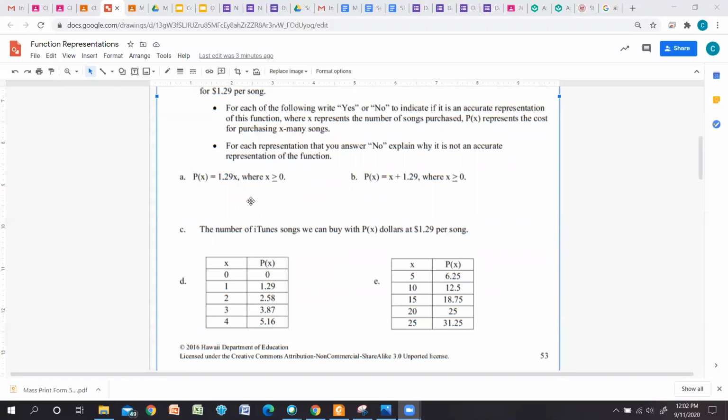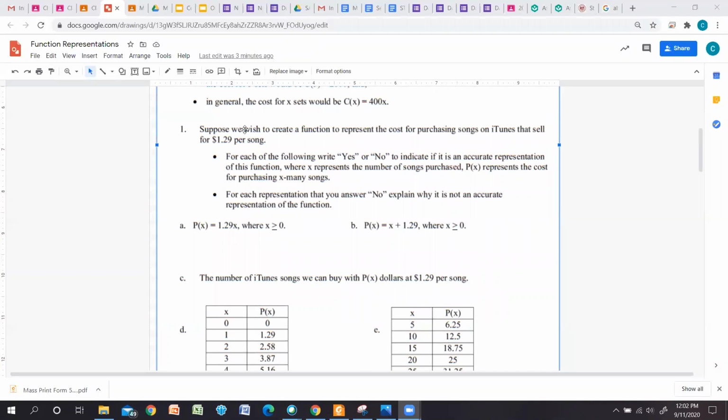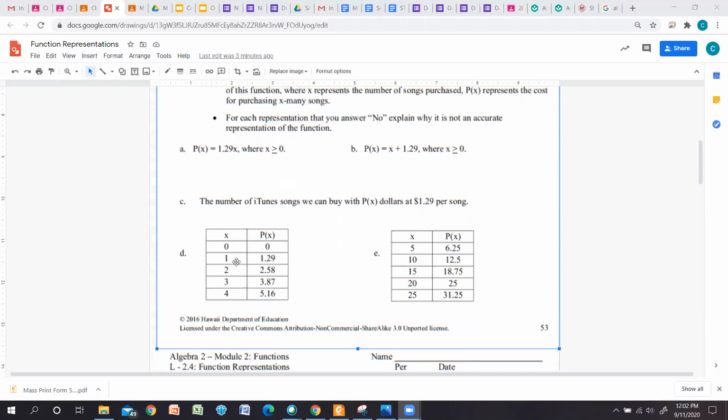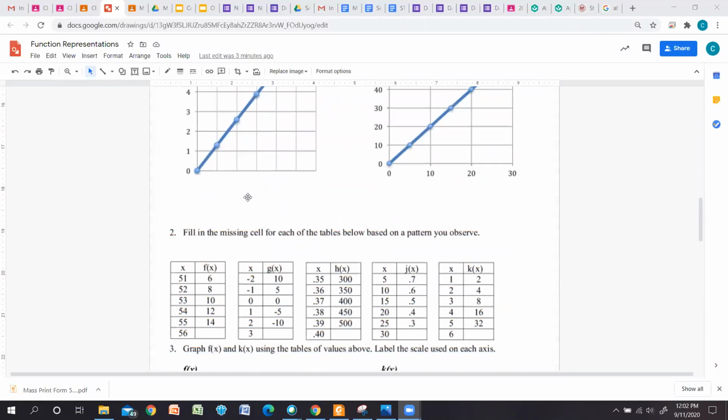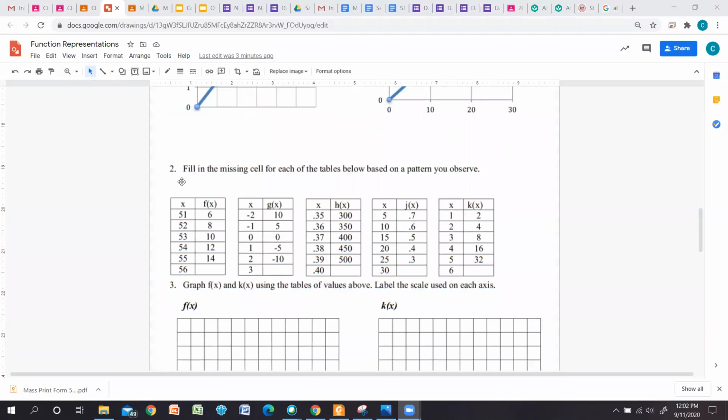Notice there's all different types, descriptions, function notation, tables, even graphs. You just go through each one and say yes or no. This represents this situation up here. And if you say no, explain why it is not accurate. Here's the graphs. Next, for the rest of the assignment, here's number 2.